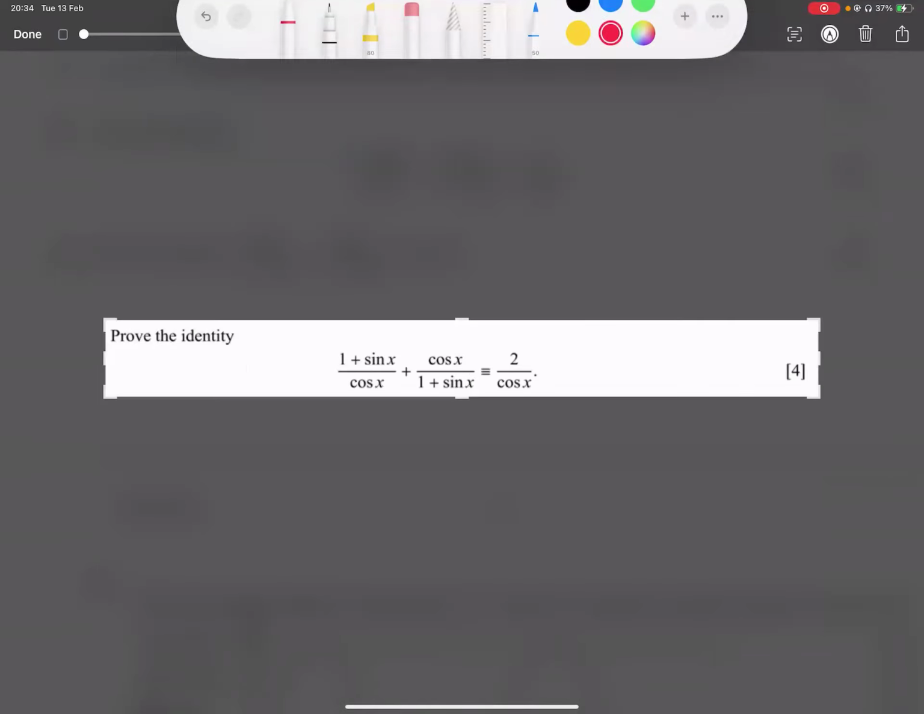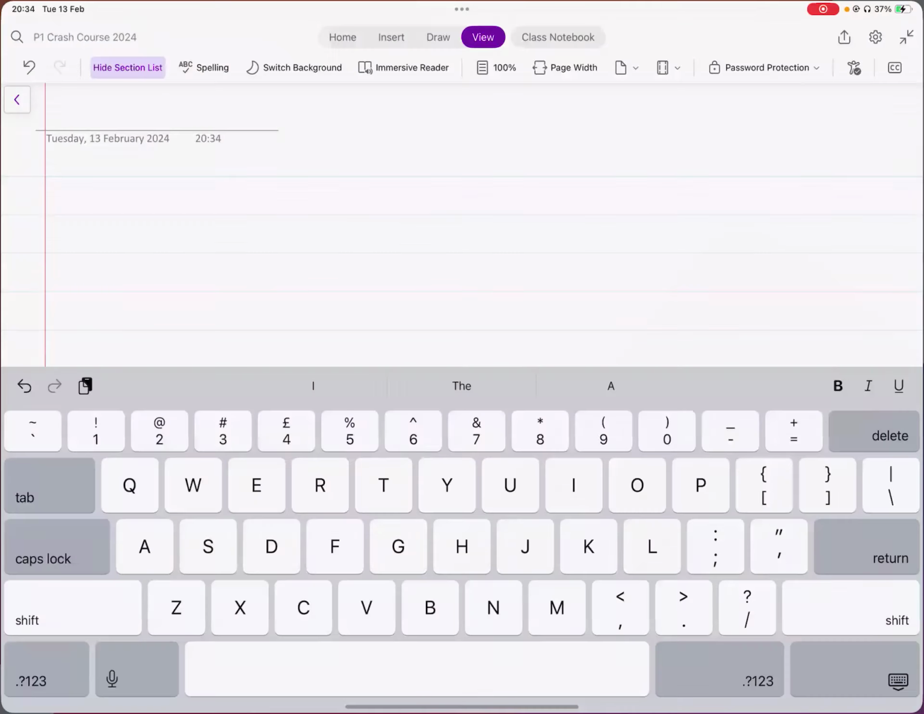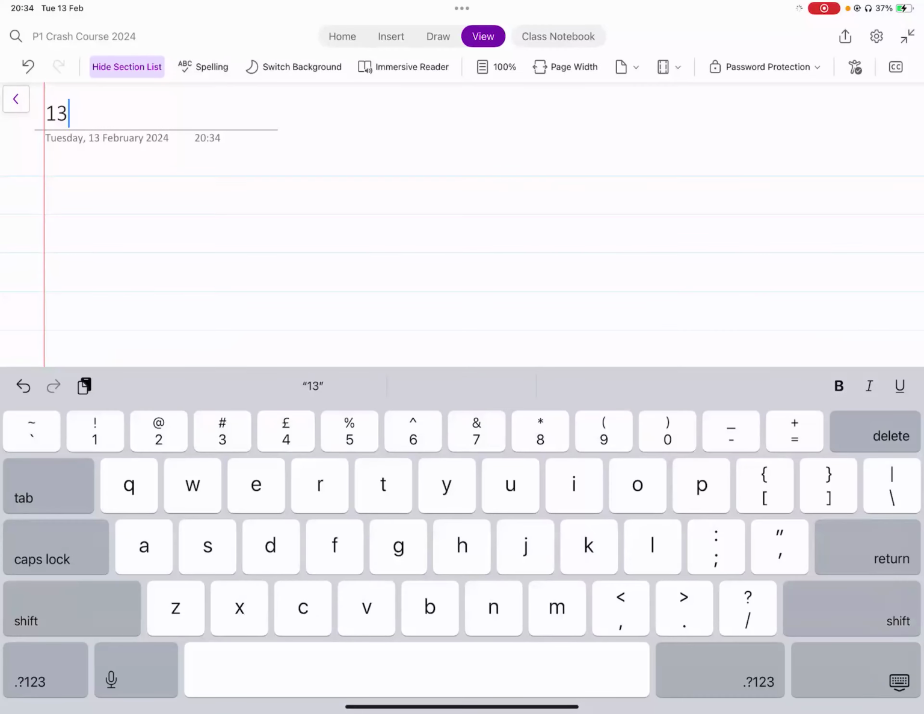You can also let me know if there are any other problems from the worksheet specifically on proving identities. And then after that, we will be discussing our next concept.